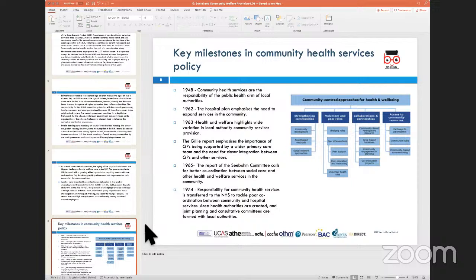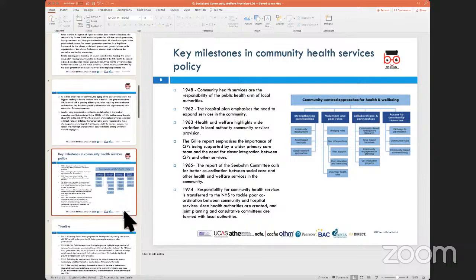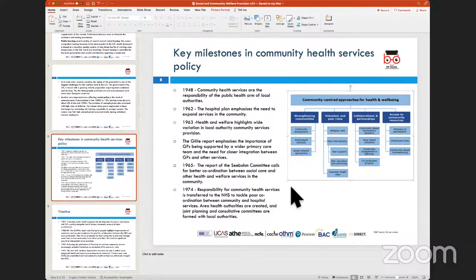Then in 1974, the community health services were transferred to the NHS. This was done because the government felt that under one particular authority, these services would be delivered in a much more coordinated manner to the members of the public. And then it also classified these services into four different types.